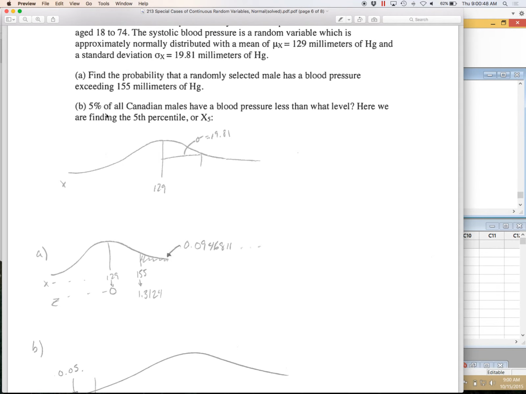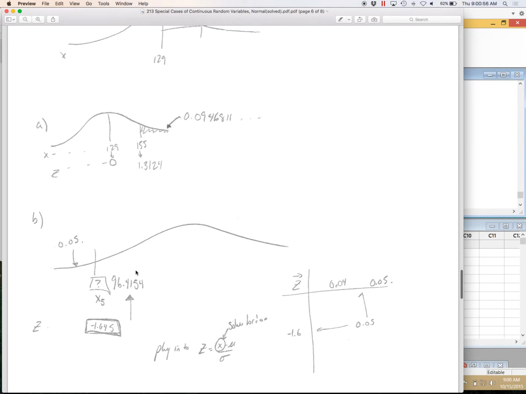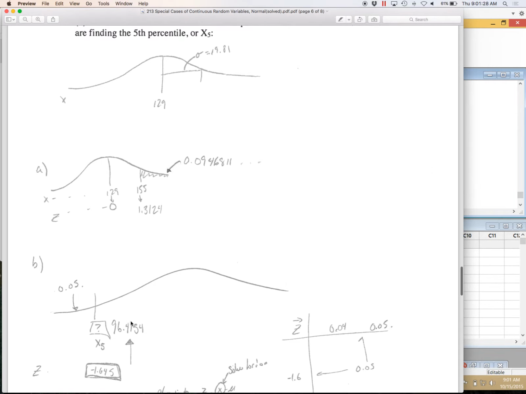Part B says 5% of Canadian males have blood pressure lower than what level? This is also called the fifth percentile. So what this means is, if the middle is 129, and here the cumulative or the percentile area is 5%, then 5% of Canadian males have blood pressure less than what level? I want to know what level of blood pressure we are talking about here. So here's the answer, and I'll show you how I got it.